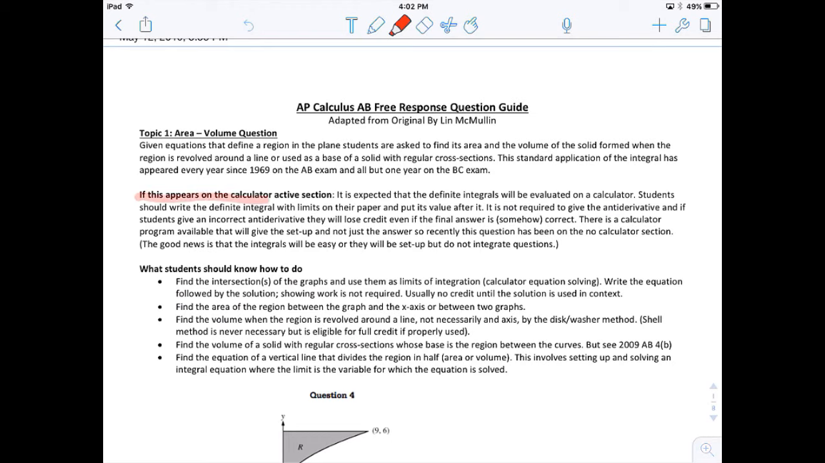So on this, if this is on the calculator section, it's important that the definite integral will be evaluated on the calculator, right? We expect that. But you still need to write the definite integral and the limits on your paper and write what the value equals. So make sure that that is there. It's not required that you show what the antiderivative is if it's on the calculator. So make sure that that setup is there.